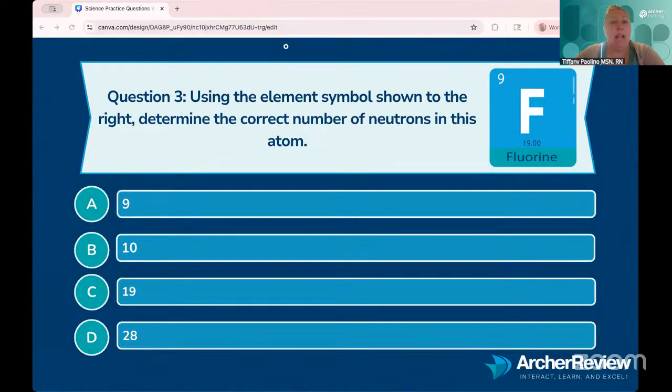Okay, let's do another one. Using the element symbol shown, determine the correct number of neutrons in this atom. Is it 9, 10, 19, or 28?